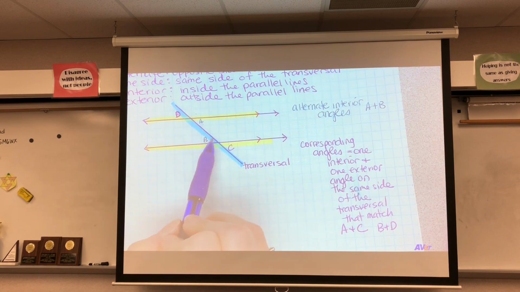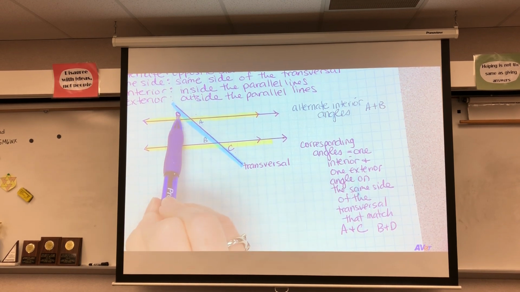By the way, what are C and D? Well, when I look at C and D, they're both outside the yellow lines, so that would be exterior. They're on opposite sides of the transversal, so that means they're alternate, so C and D are alternate exterior angles. Man, I know that was a lot of words. There's tons of resources on the web. I'm here to help you if you need anything else, but hopefully that's a good introduction to some of this vocabulary.